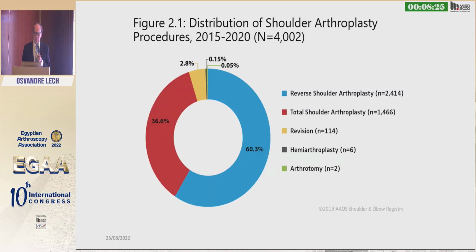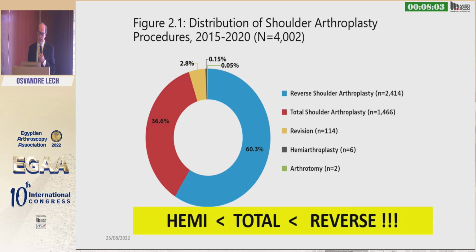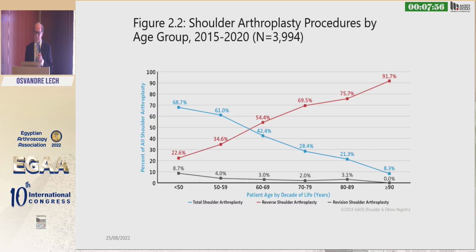And when we see numbers, it's tremendous. 60% of all sales in arthroplasty nowadays is reverse. 36% are anatomic, sorry. And almost nothing, just a small piece, is hemiarthroplasty. This shows a trend, and this is important to understand. So, reverse is the time. Total, and much less Hemi.